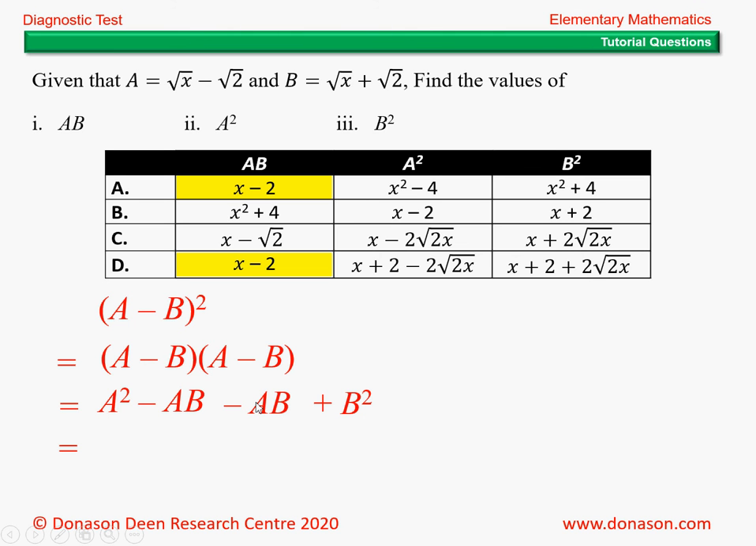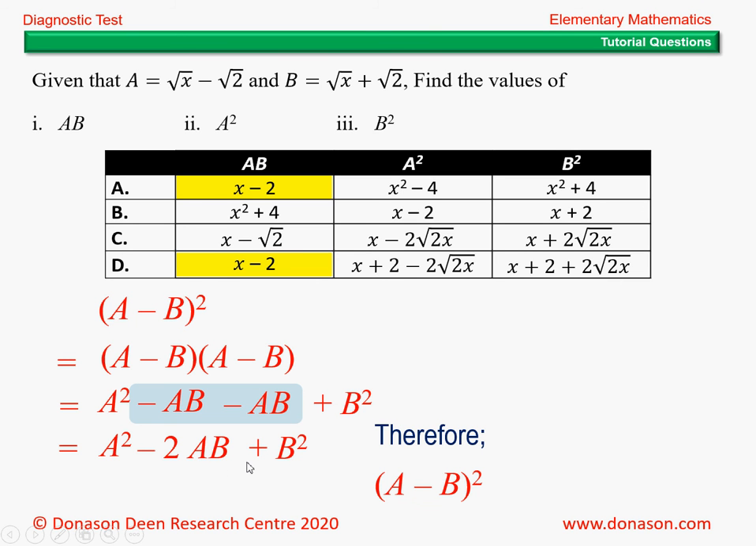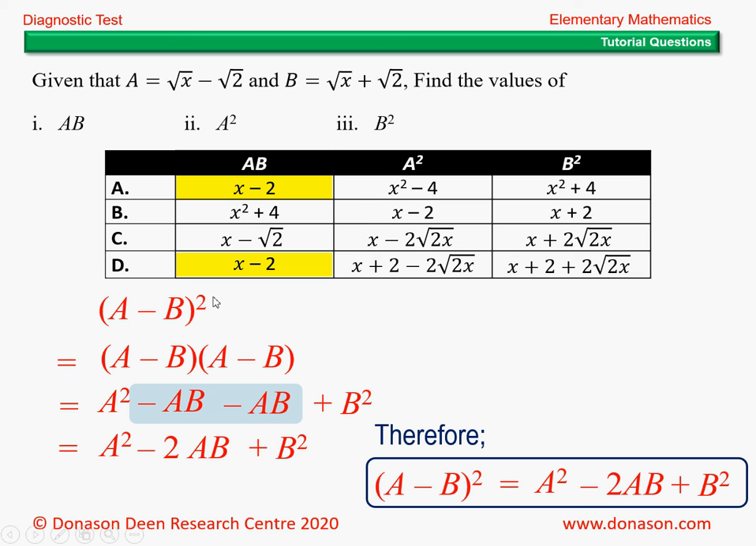So if you minus ab once and minus ab once more, you are subtracting ab twice. So it's going to be a squared minus 2ab plus b squared, because ab is subtracted twice. And therefore we can see that (a minus b) squared is the same as a squared minus 2ab plus b squared. So this is what we get when we expand (a minus b) squared.